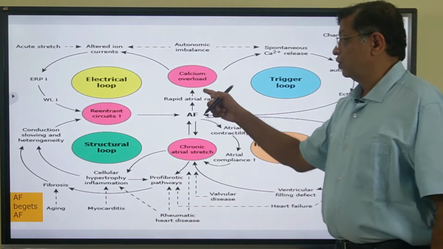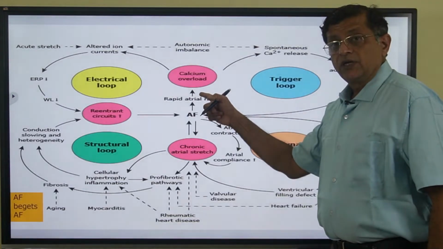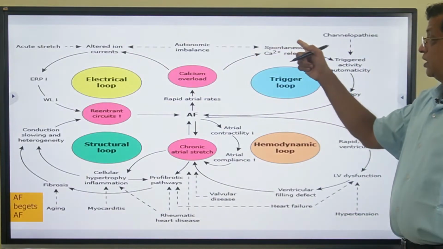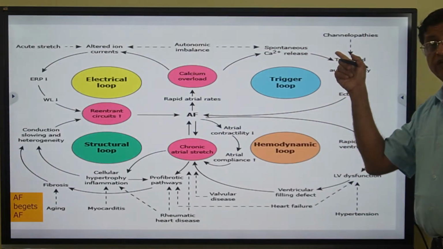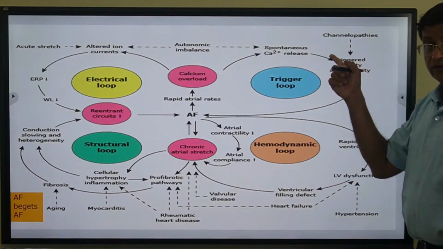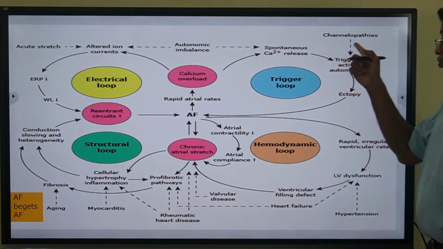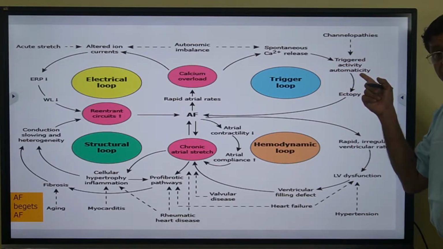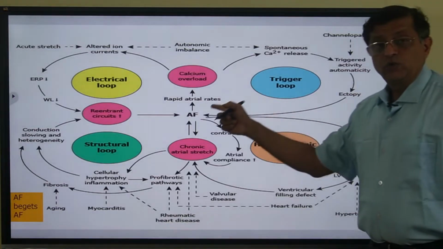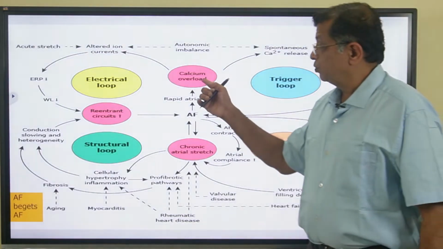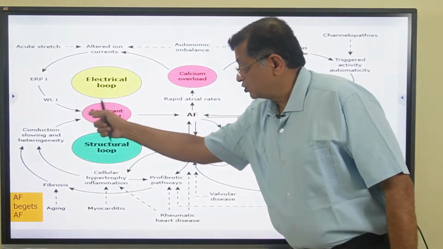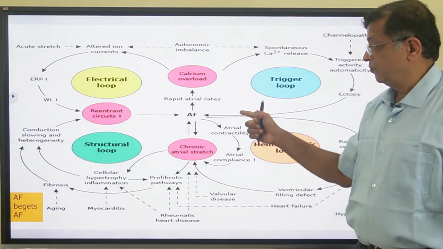This AF will cause rapid atrial rates. This will cause calcium overload. And as we know, calcium overload causes increased activity of the sodium-calcium exchange ion channel, which causes increased delayed triggered activity, again ectopy, which will lead to atrial fibrillation. In the electrical loop, calcium overload causes change in ionic currents, which will again cause re-entry circuits, again causing AF.